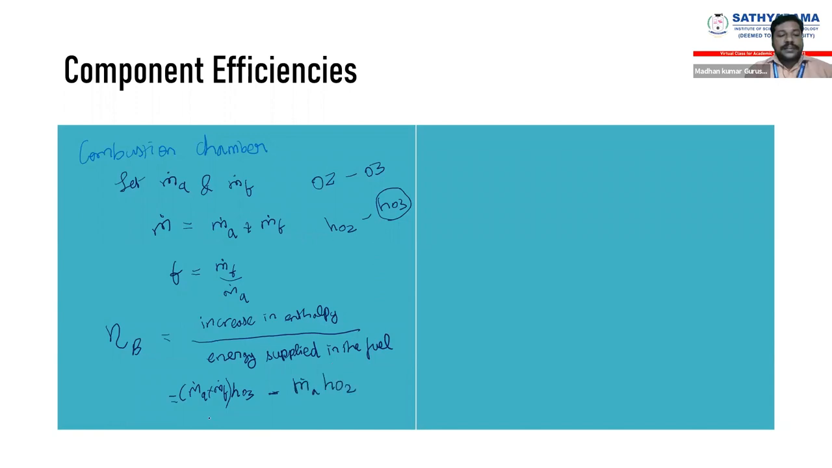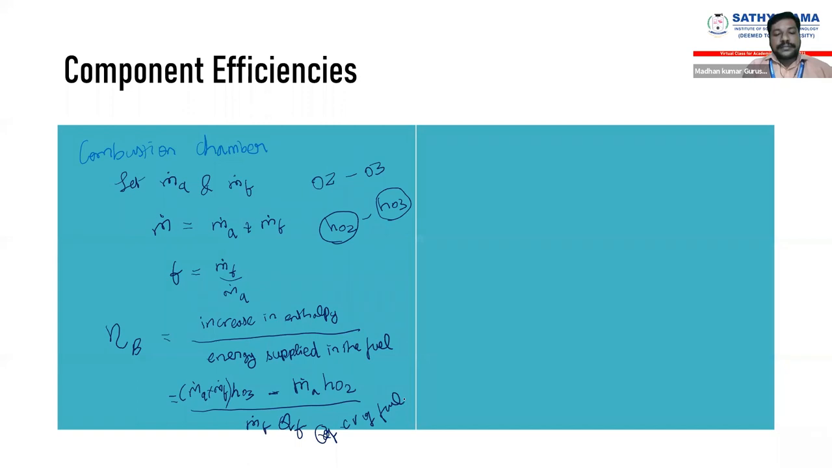What is the initial state? It is H02, so m dot a into H02, divided by the energy supplied in the fuel. The energy supplied in the fuel is the mass flow rate of the fuel into its calorific value. This QF is nothing but the calorific value CV of the fuel.